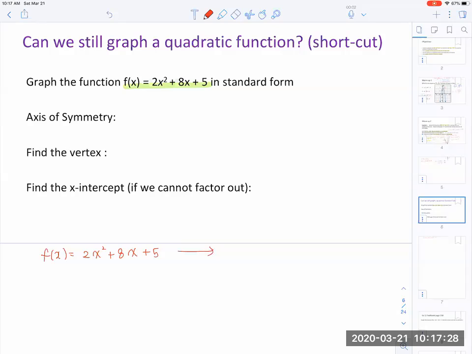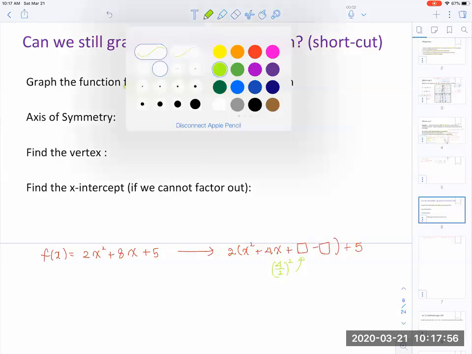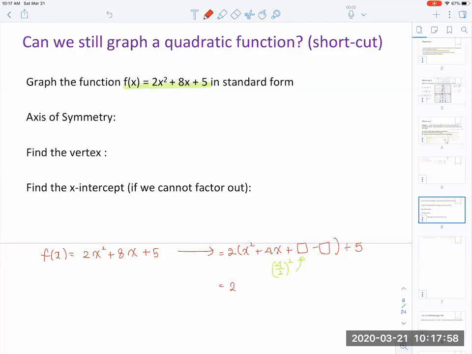You can change it to the vertex form. I'm going to factor, because it'll be easier if you factor with the 2 between 2 and 8, so then you are going to find the missing numbers in a better way. You still have 5 outside. How do we know this number? You half it and square it, which is 4. So now you keep writing 2 x squared plus 4x plus 4 minus 4 plus 5, right?